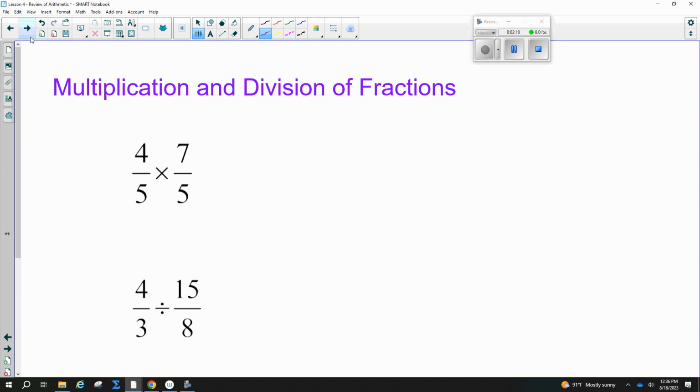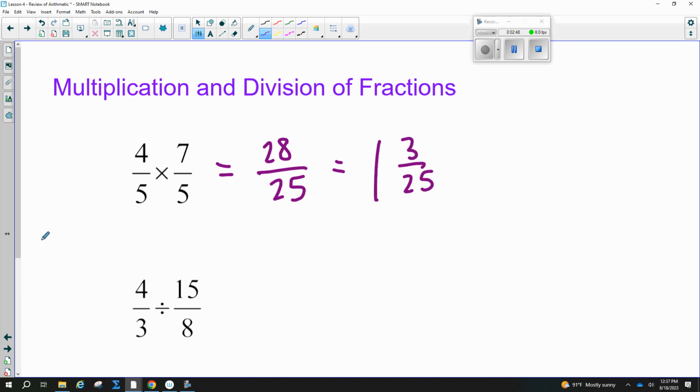All right, so 4/5 times 7/5. First look to cross cancel. All right, we can't cross cancel anything. There's nothing that reduces early. I recommend doing that if you can. So since you can't, we multiply straight across. 4 times 7 is 28, and 5 times 5 is 25. You can give me this as an answer or 1 and 3/25. So this is the improper, this is the mixed, okay?